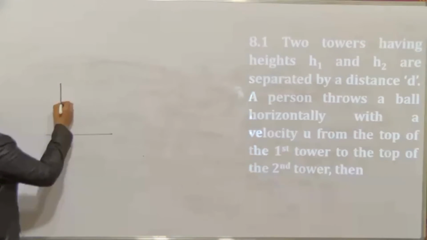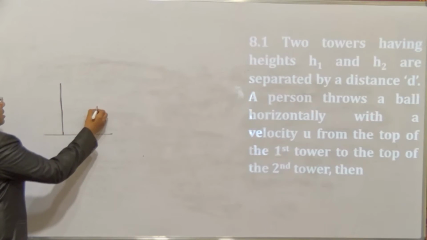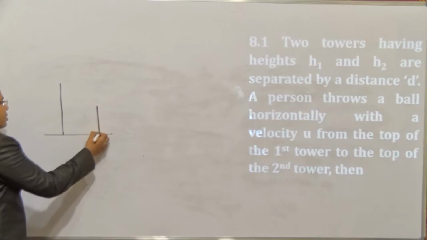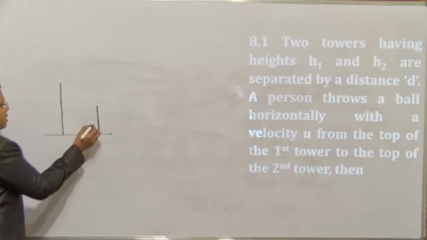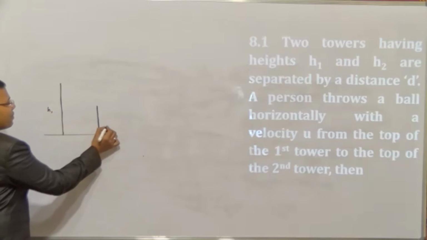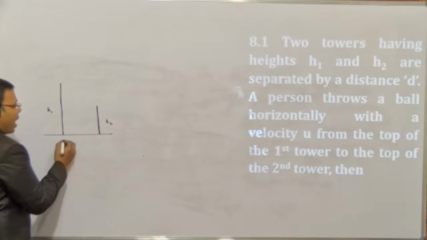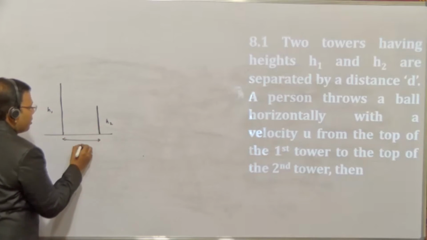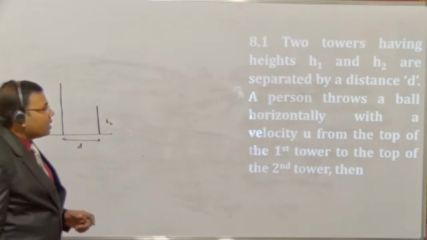This is the first tower and this is the second tower. Try to understand, this is the first tower, this is the second one. The height of the first is h1, the height of the second is h2, and the distance between the two, you can see, is d.